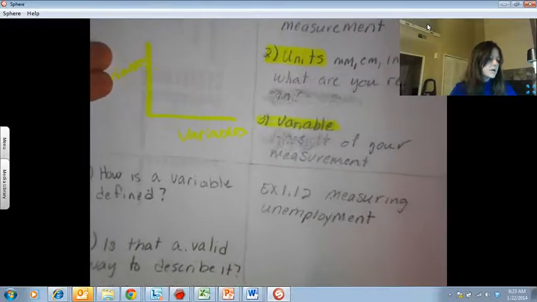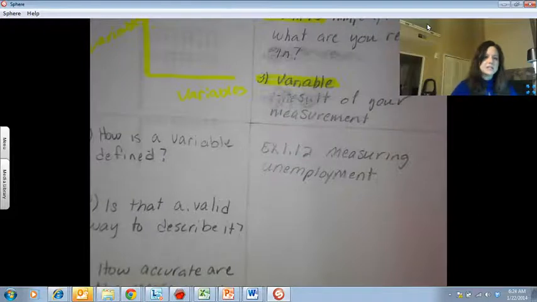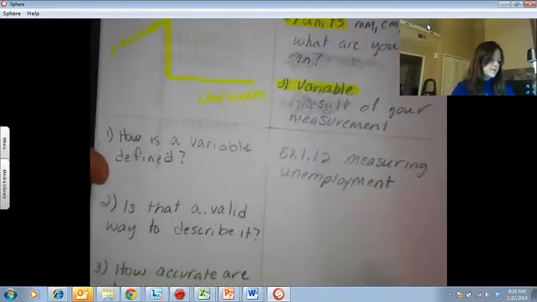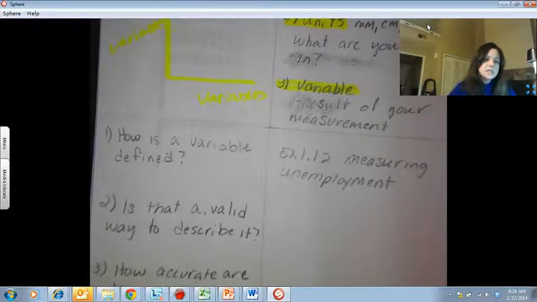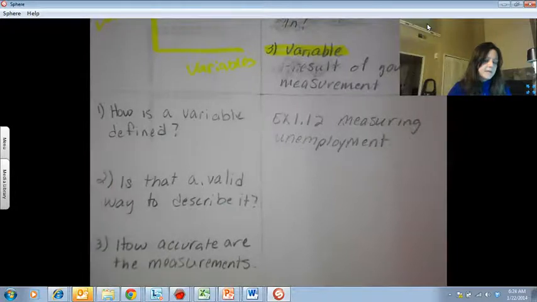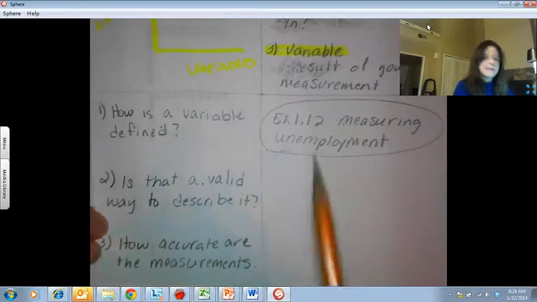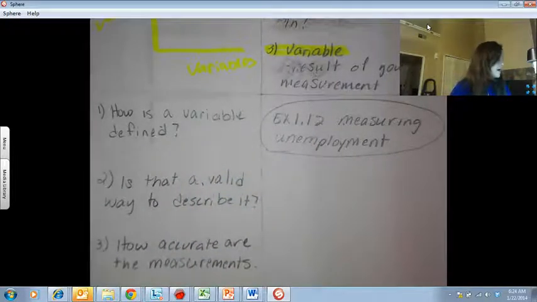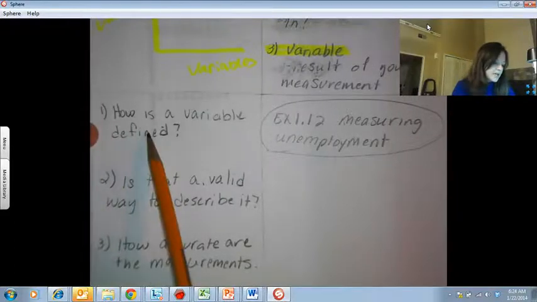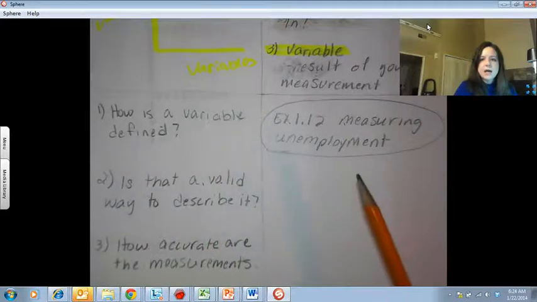Okay, so the other things on the next page, on page 25, it starts talking about how are variables defined. How can we look at a variable? And it gives you 3 questions to ask. So I'm going to take these 3 questions. I wrote them down. They're also on page 25. And I'm going to look at example 1.12 at the bottom of page 25 in the blue box, measuring unemployment. And we're going to look at how each of these questions is answered when you're measuring unemployment.